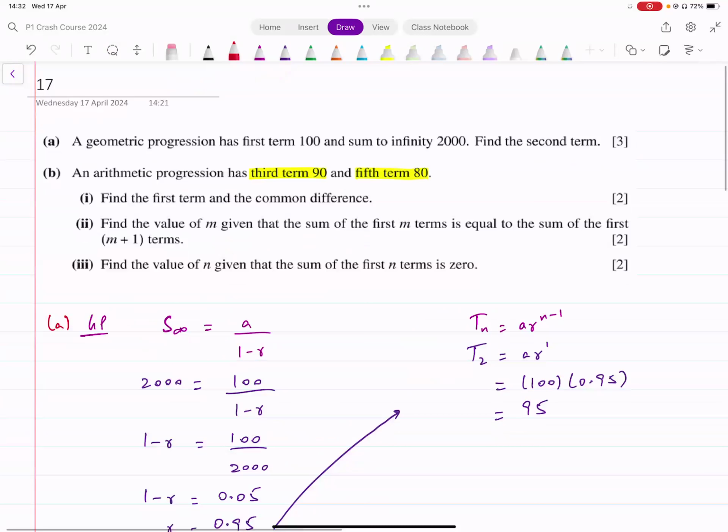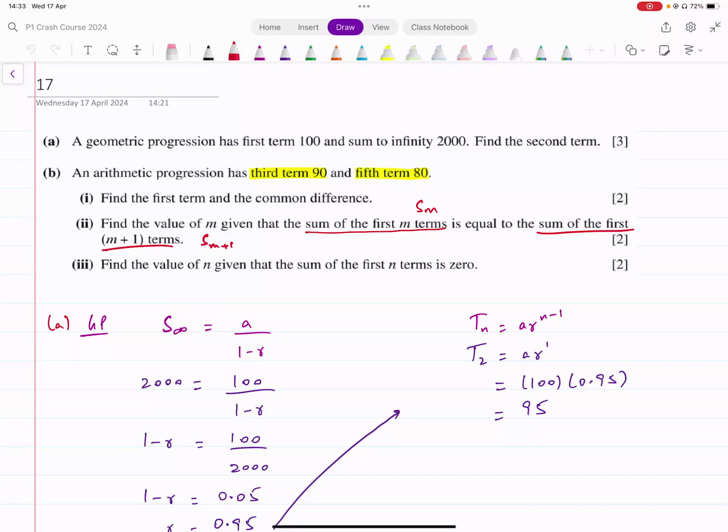Okay, now we have the second part of B that says find the value of M given that the sum of the first M terms is equal to the sum of the first M plus 1 terms. Sum of the first M terms. What does that mean? That means SM. That equals sum of the first M plus 1 terms. That means SM plus 1. These two have to be equal.